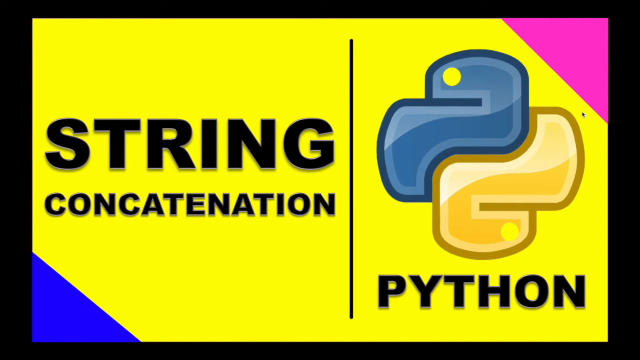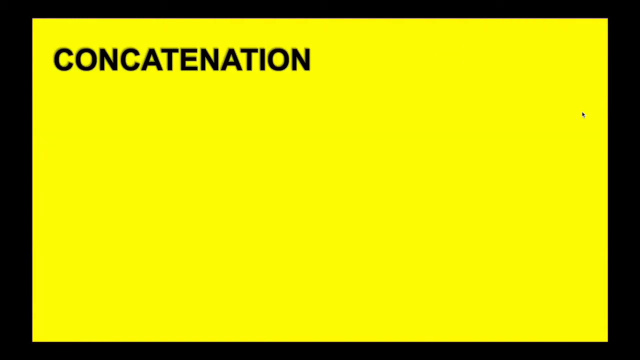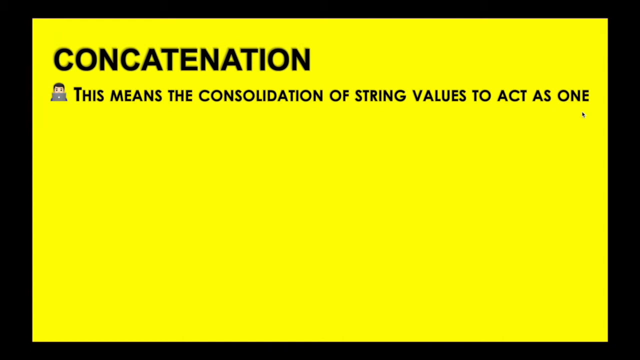Anyway, so for this video, we will be having our discussion regarding the string concatenation. When we say concatenation with Python, this actually means the consolidation of string values to act as one. Again, consolidation of string values to act as one. Take note of the term string values, meaning the only data type that we can concatenate is the string, not integers, not float, not boolean.